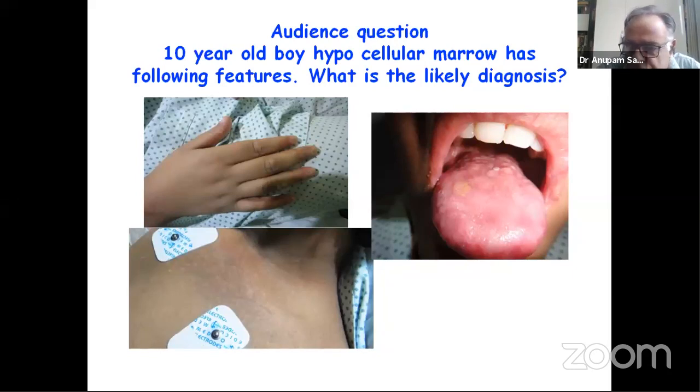Okay, practically everybody has answered it very well, and that is dyskeratosis congenita. And as you can see, there is nail dystrophy, there is reticulated pigmentation, and there are areas of tongue involvement also.